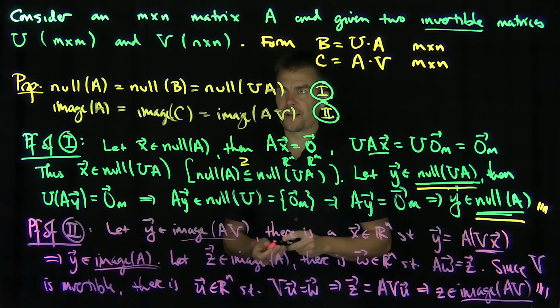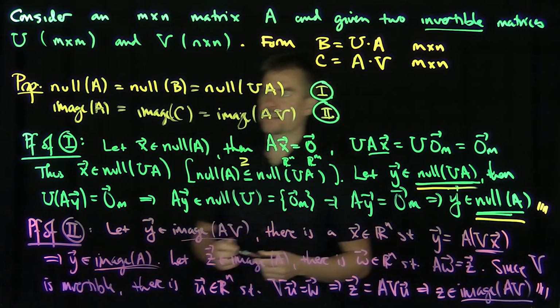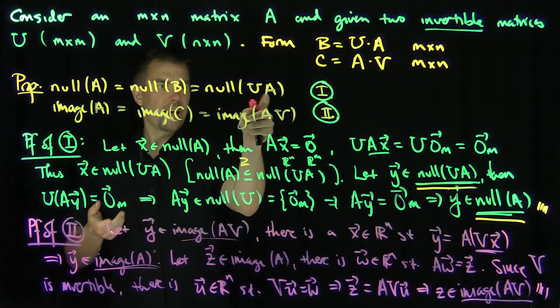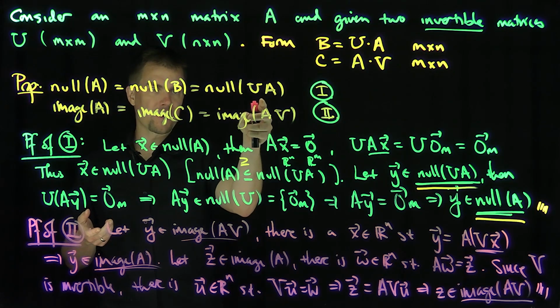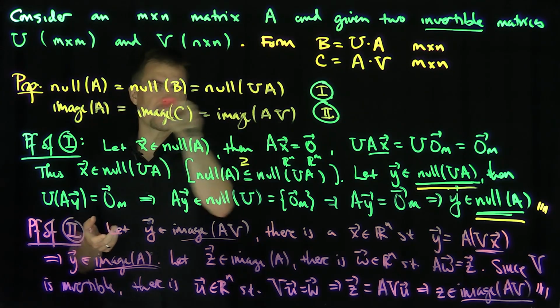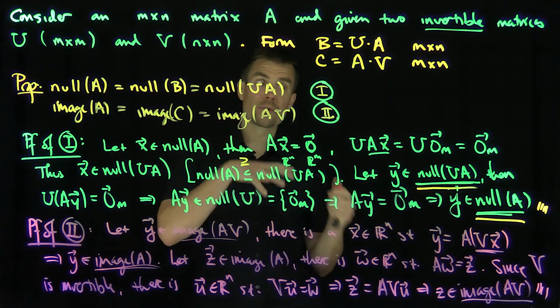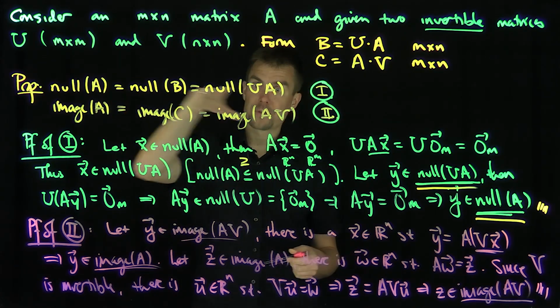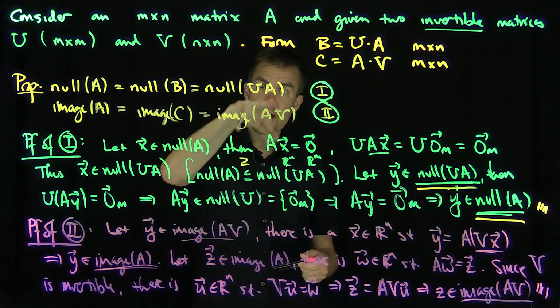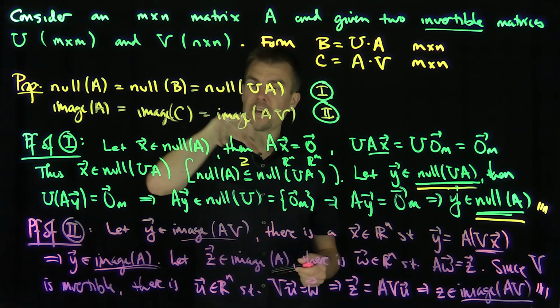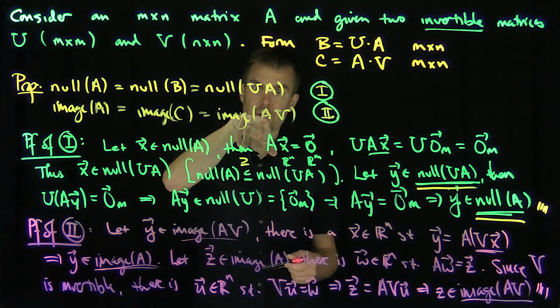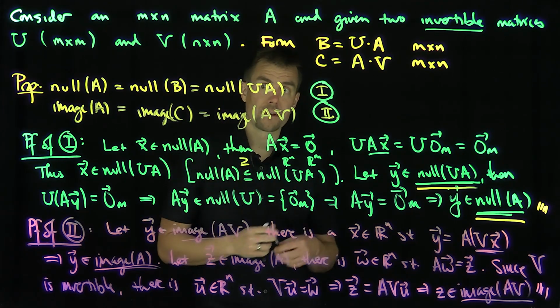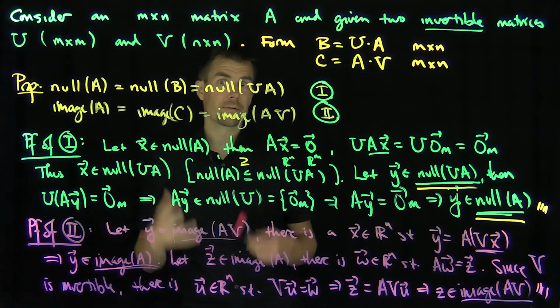Now the cool thing about this is that I can say interesting things about what the image of this thing happens to be, right? Because now I know that the null space of this thing is the null space of this thing, so I can use the rank nullity theorem to prove other results about the null space of UA and null space of AV and the image of UA and the image of AV. And we'll see how we can use that in further videos.